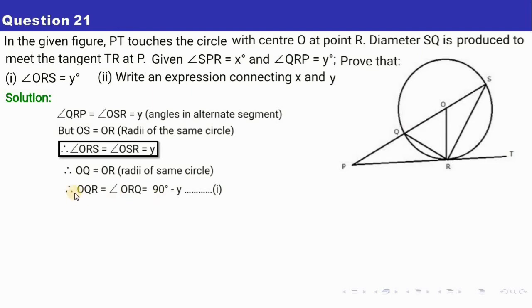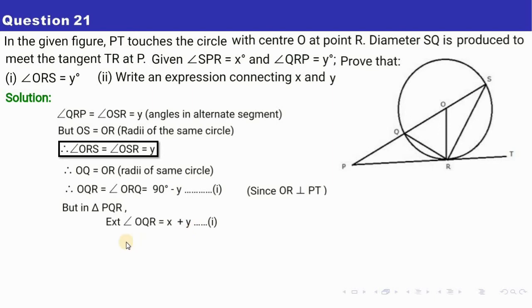So that's why OQR will also be 90 minus y here. Is that clear? Okay, since OR is perpendicular to PT, as I said just now. Now let's have a look at triangle PQR. In this triangle, this acts like your exterior angle, and we know that this exterior angle will be equal to the sum of the opposite interior angles, right?